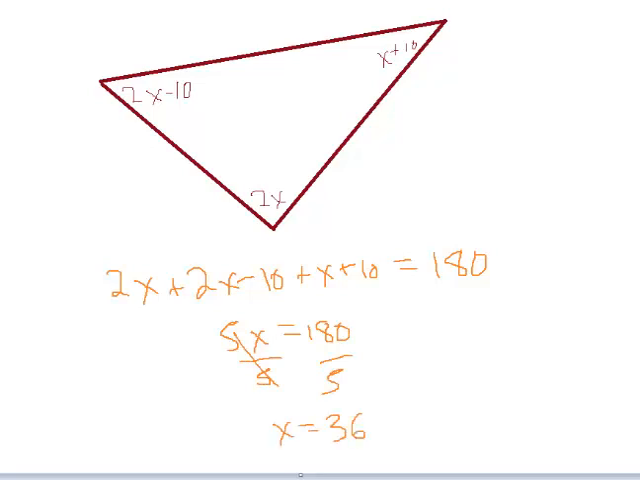Now you go back and plug them in. 2 times x is 72. x plus 10 is 36 plus 10, which is 46. 2x minus 10 is 72 minus 10, which is 62. Of course, you've got to add them up to see if they equal 180. Well, 62 and 46 is 108. 108 and 72 is 180. Exactly, so this works.